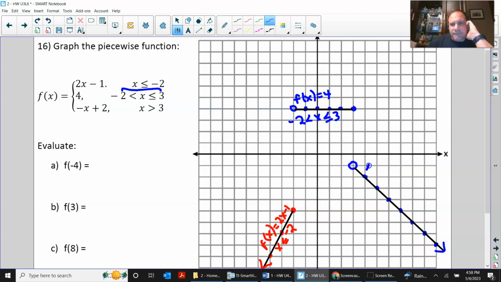This is f of x equals negative x, that's the negative slope, plus 2. And x is greater than 3. That's the domain.